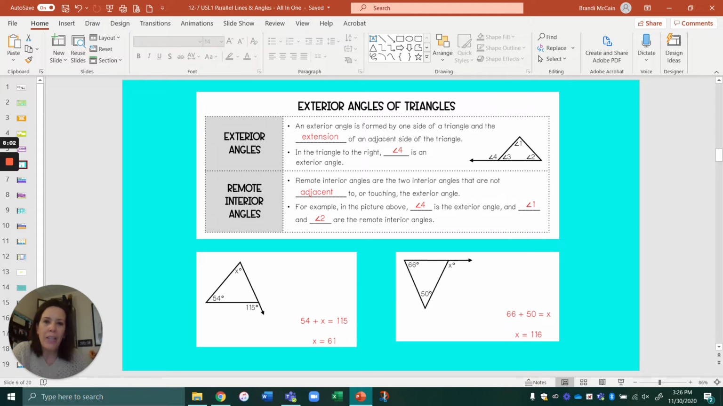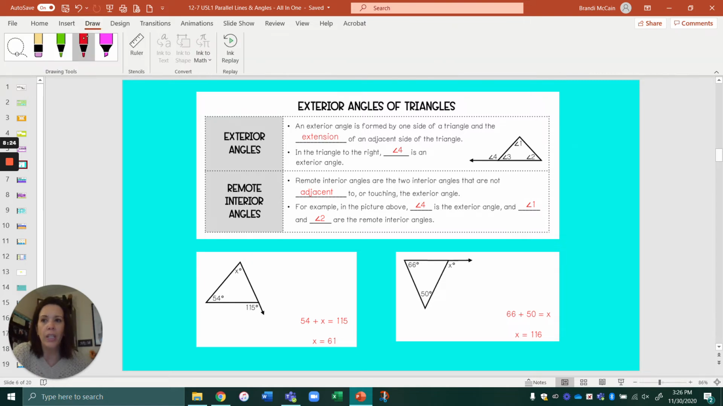Now what we need to know about this, are you listening? Okay, the exterior angle equals the sum of the two remote interior angles. Okay, so all you're going to do on these triangles is find the exterior angle here. My pen's up, hang on a second.